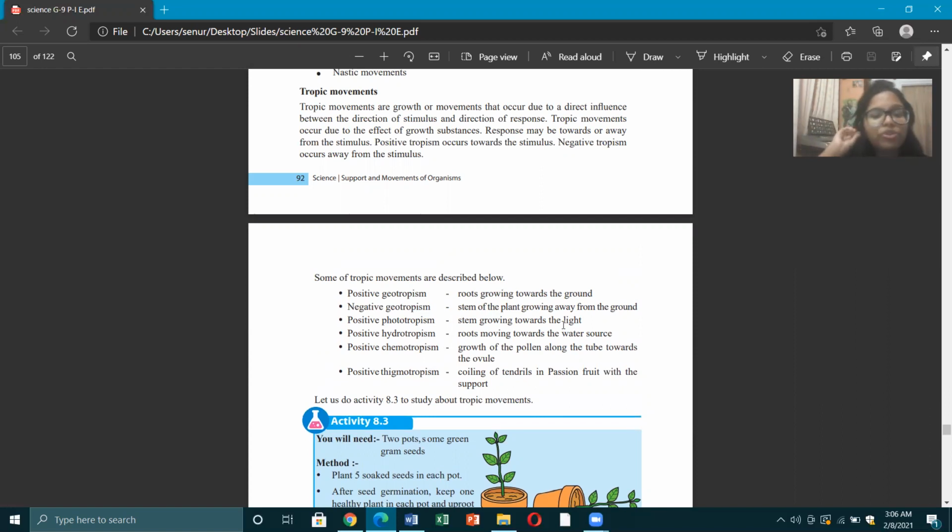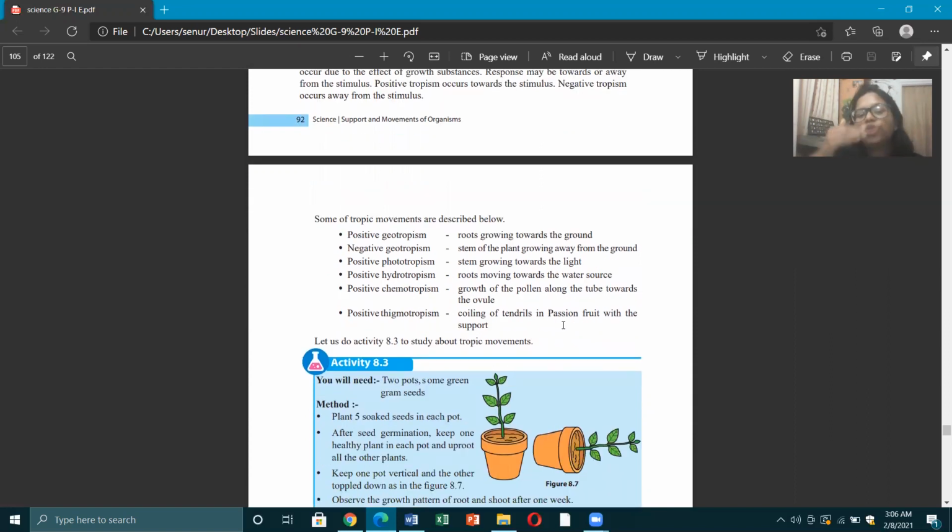Okay, so phototropism, I taught you all this when I was doing the plant growth substances. Phototropism is about light. Photo means light. So if a stem grows towards the light, sunlight, it is positive phototropism.